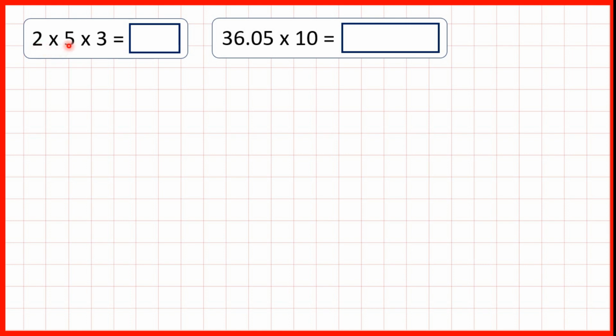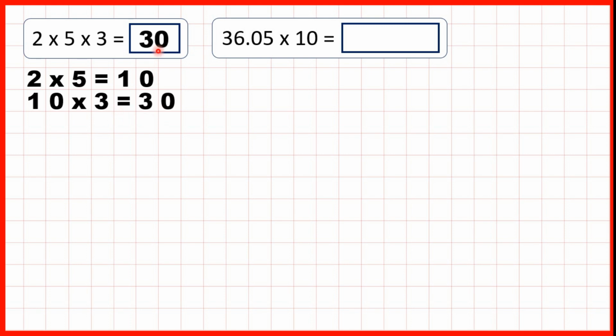Now 2 times 5 times 3. Well, 2 times 5 is 10, and then we can take that 10 and multiply it by the last digit in our multiplication, the last number. So multiply 10 by 3. That gives us 30, so that's our answer.